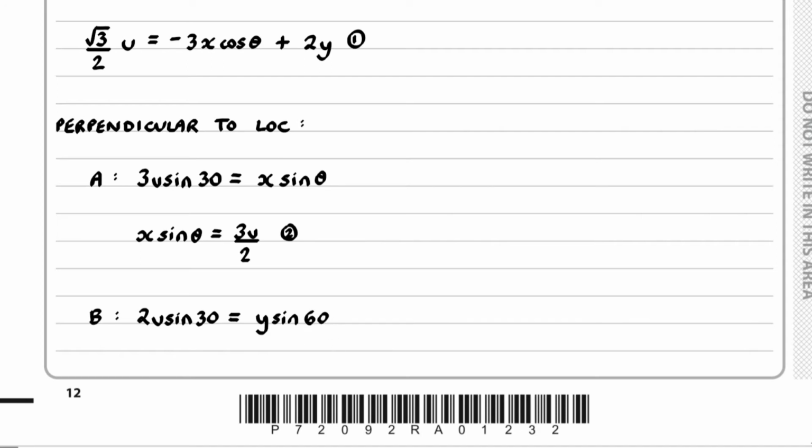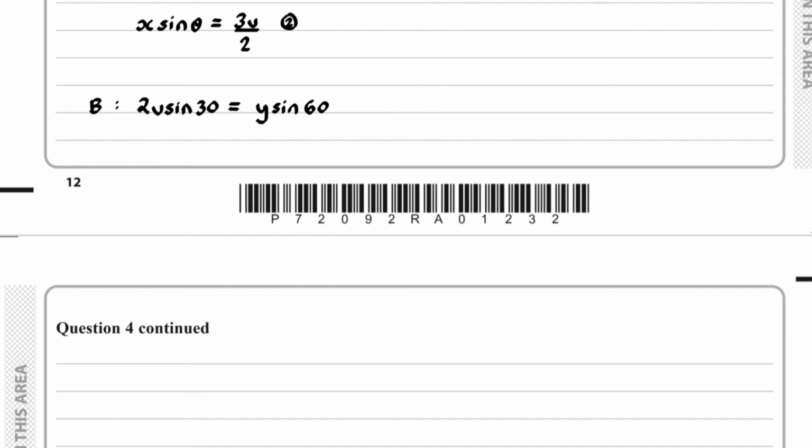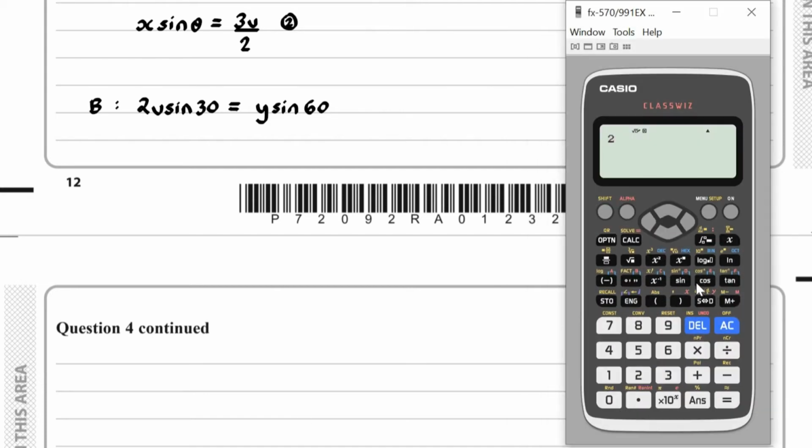And so if we tidy this up even further, what we will end up with is, well, if I do 2 sine 30 divided by sine 60, I get 2 root 3 over 3, which means y will equal 2 times the square root of 3 over 3. So we'll call this equation 3.